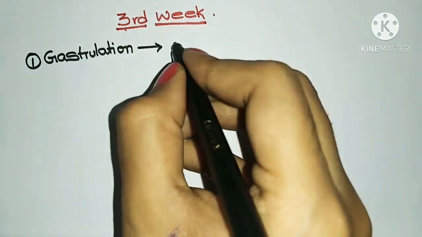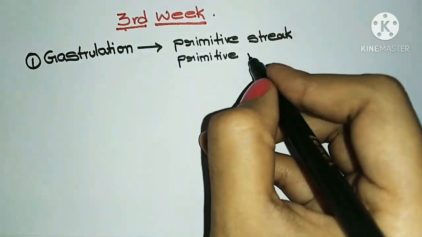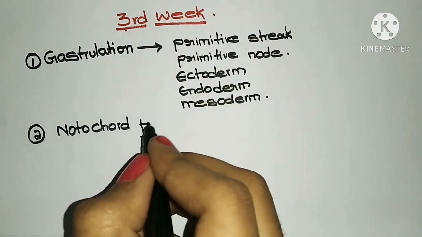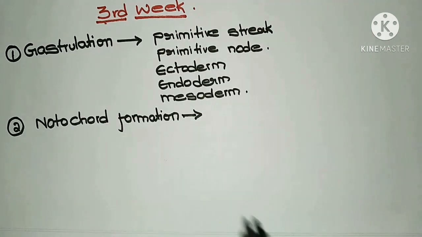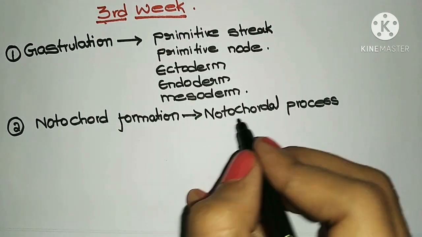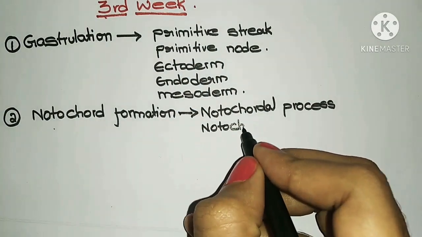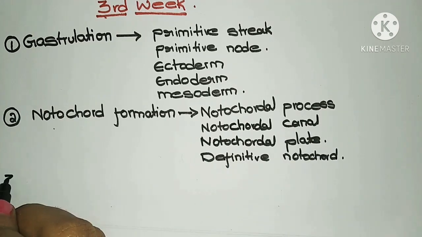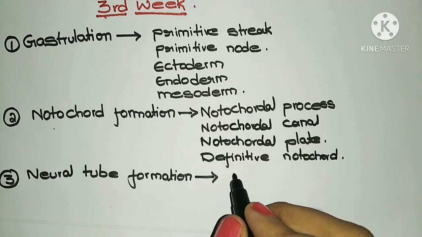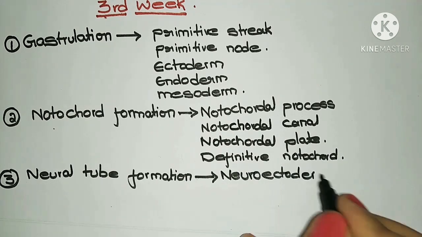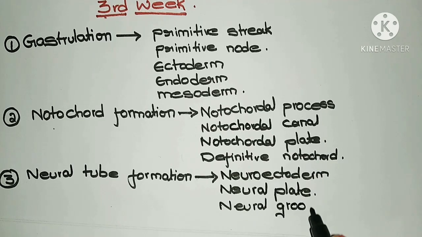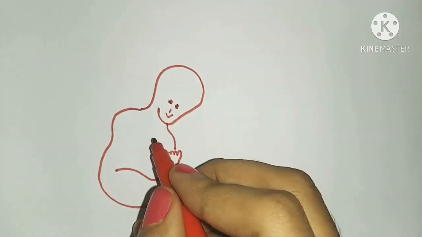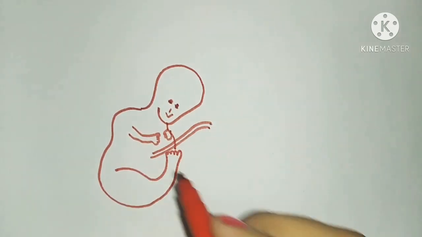So, the summary of the third week is gastrulation, which will start with primitive streak formation, then primitive node, then ectoderm, endoderm, mesoderm. Secondly, notochord formation, which contains notochordal process formation, then notochordal canal, then it will turn into the notochordal plate, and at last the definitive notochord. Finally, the neural tube formation will start with the neuroectoderm formation, then neural plate, neural groove, and then neural tube. I hope you like my story till now, and let me meet you in the next video.